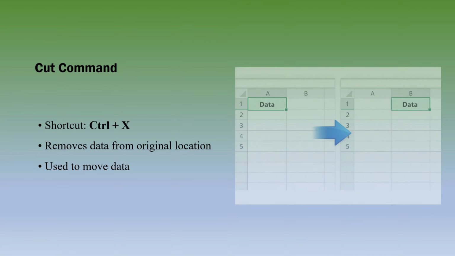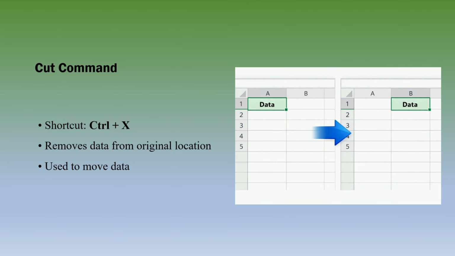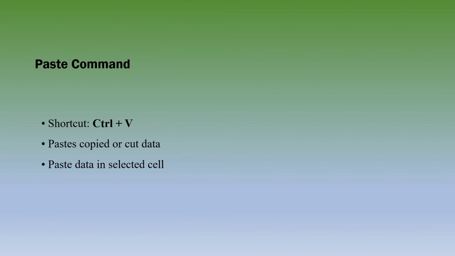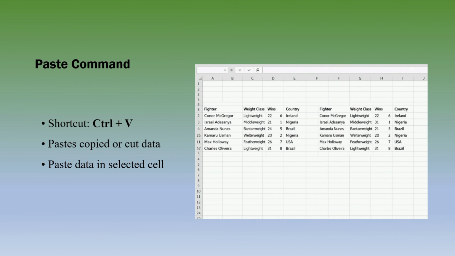The cut command is used to move data. Select the data and press Ctrl+X. The data will be removed from the original location and can be pasted in a new place. To paste copied or cut data, select a cell and press Ctrl+V. The data will appear in the selected cell. Paste helps us reuse or move data easily.